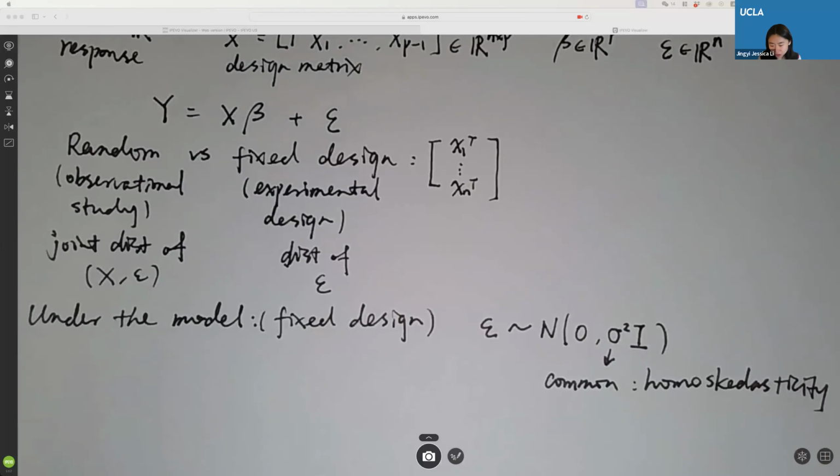And in contrast to this, you can say heteroscedasticity. In that case, it means that each epsilon i can have its own sigma i, which is something we will talk about a little bit later. Okay, so under this very simple but strong assumption, we have an easy way to write down the likelihood, which is what we did last time.